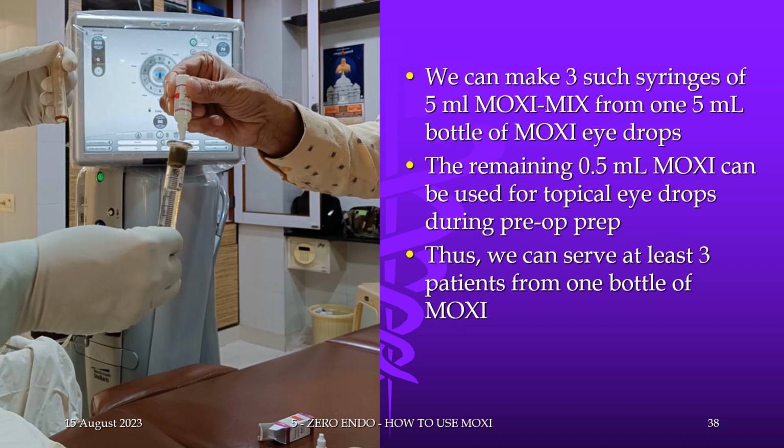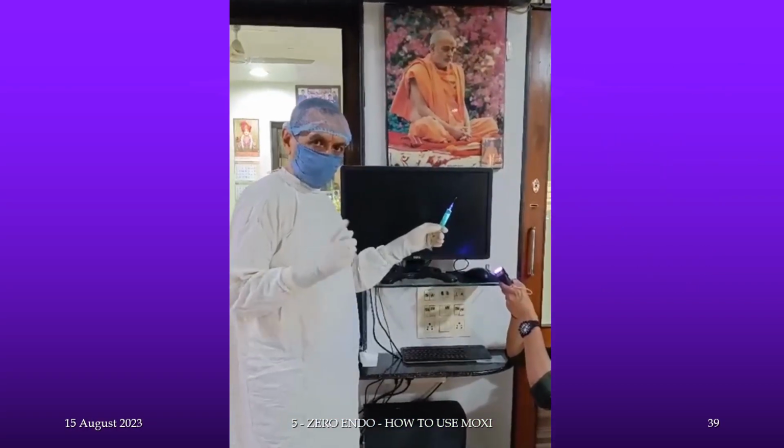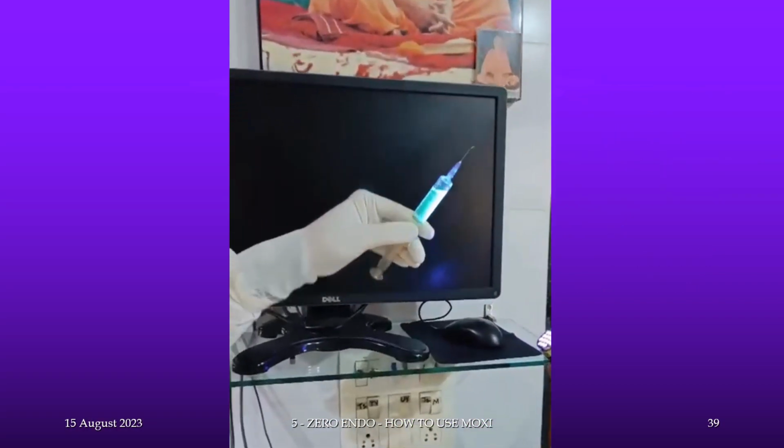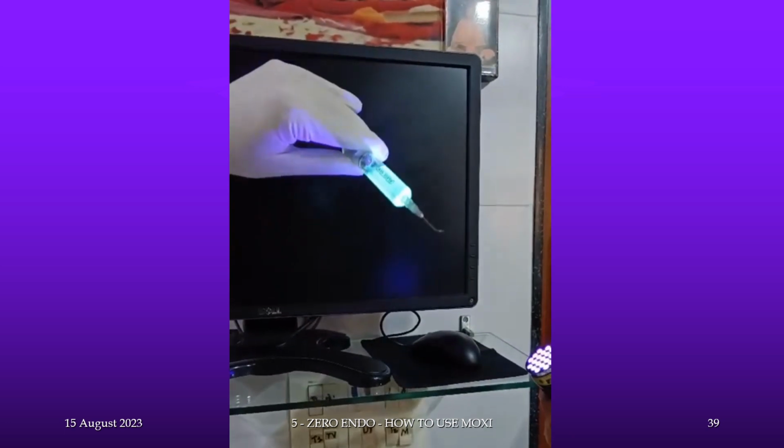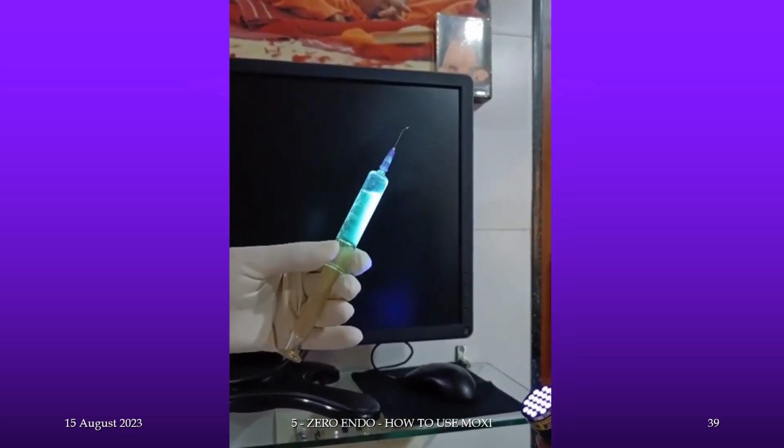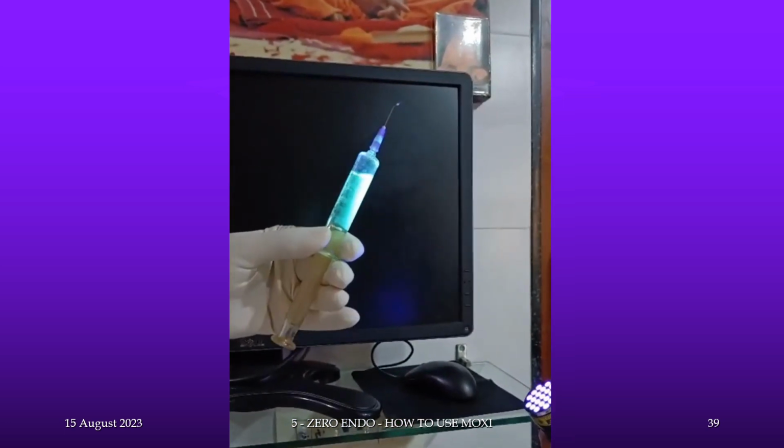We can make 3 such syringes of 5 ml Moxi mix from one 5 ml bottle of Moxi eye drops. The remaining 0.5 ml Moxi can be used for topical eye drops during pre-op preparation. Thus, we can serve at least 3 patients from one bottle of Moxi eye drops. Please note that after closing the syringe with the piston, we need to gently shake the Moxi mix a few times to homogenize it, because Moxi is not readily miscible in the BSS.